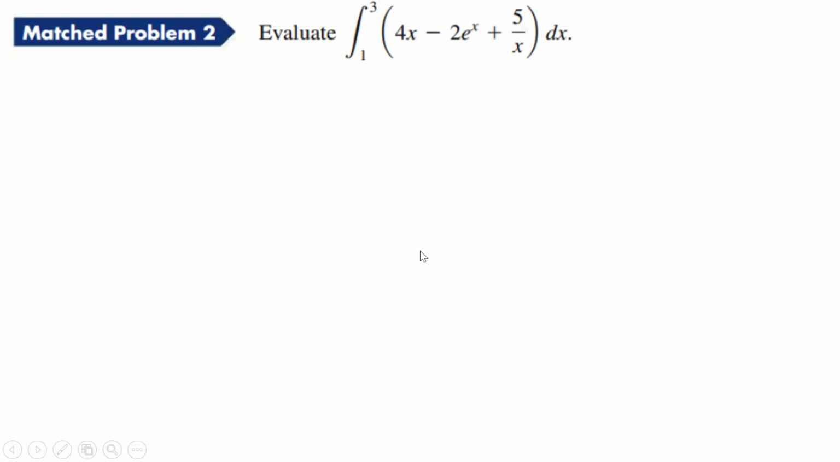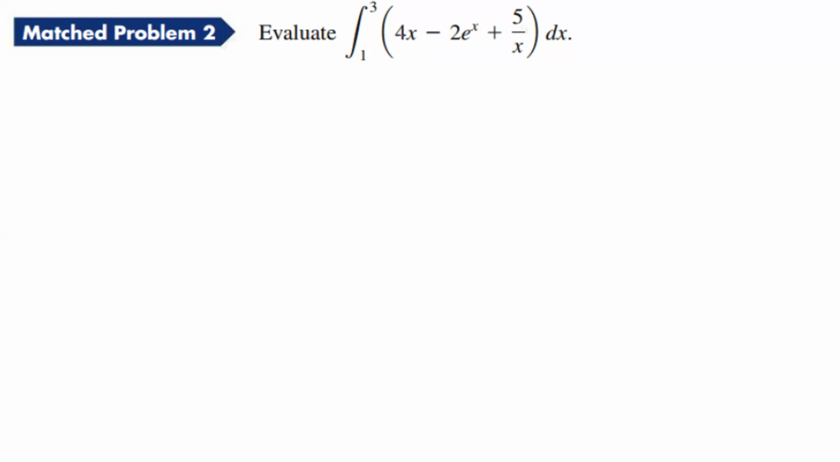All right, so let's evaluate this. We're going from 1 to 3 of 4x minus 2e to the x plus 5 over x dx. Remember, we can think about this piece by piece, sort them out, and look at it all at one time, not rewriting it three different times.